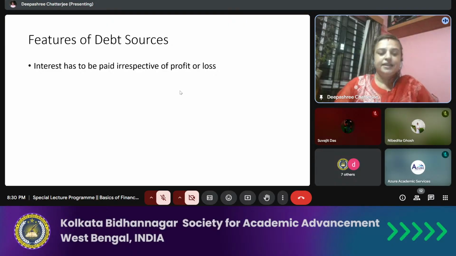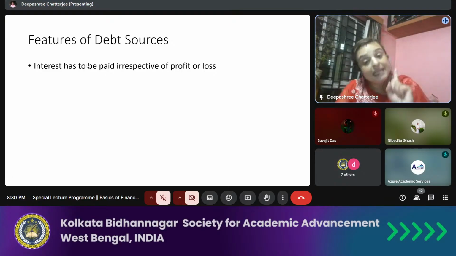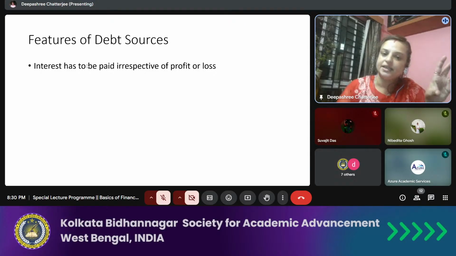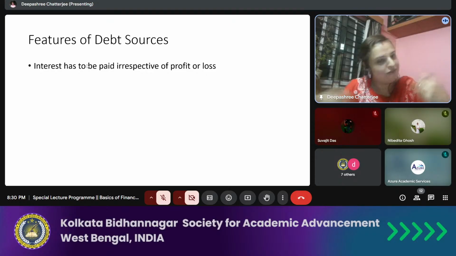Right? Now, coming to the debt sources of funds. The first feature of the debt sources of funds is that they enjoy interest, right? Interest has to be paid to the providers of debt capital, irrespective of whether there is profit or loss. So if I say that my company has incurred a big loss, I cannot say that I cannot pay the interest. I have to pay interest irrespective of profit and loss.